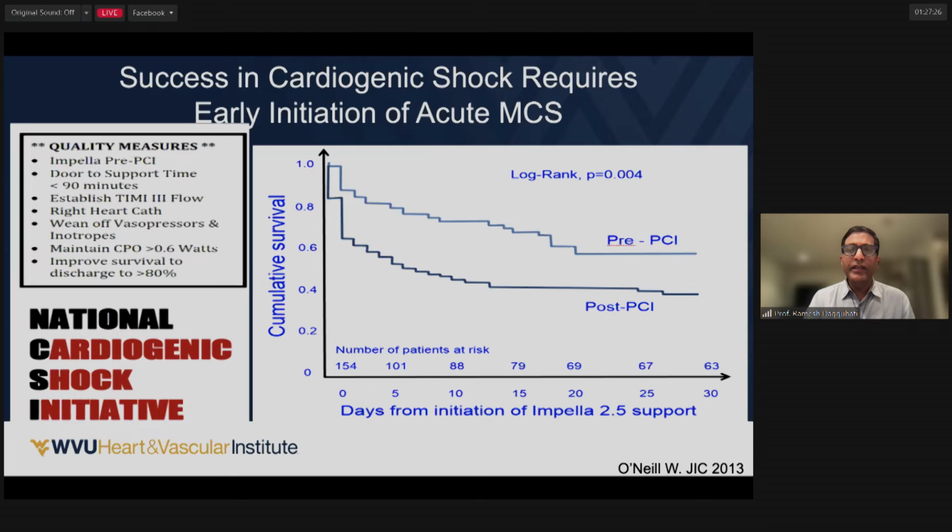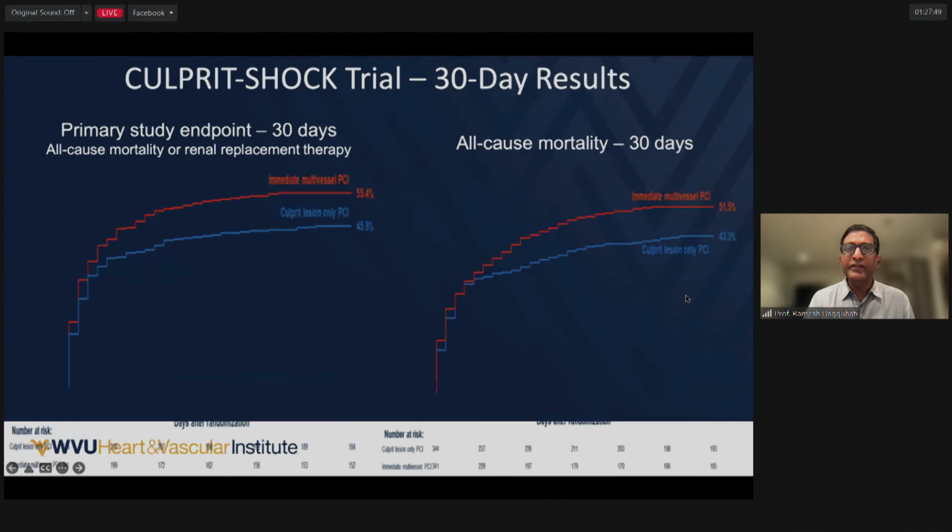Anybody with acute ST elevation MI and cardiogenic shock may benefit from a pre-PCI Impella. The National Cardiogenic Shock Initiative looked at it, and if you put an Impella in prior to PCI, your survival is about 70% compared to maybe about 45% with the post-PCI Impella. So definitely there is an improvement in that trial.